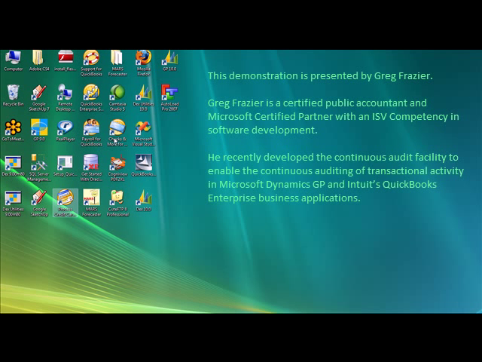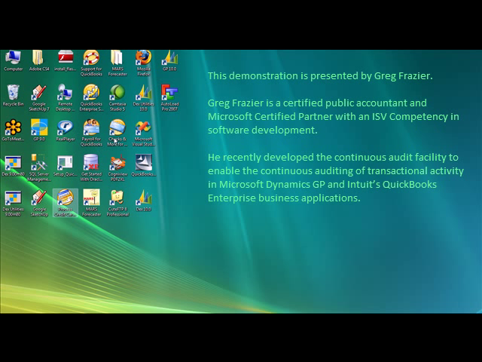This is a brief demonstration of a continuous audit facility. A continuous audit facility is an application that resides in the servers or workstations housing a business entity's ERP system. The application is independent of the ERP system being audited, and it is controlled by the auditor.